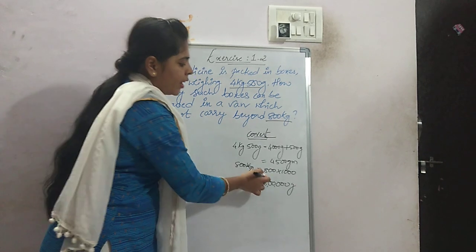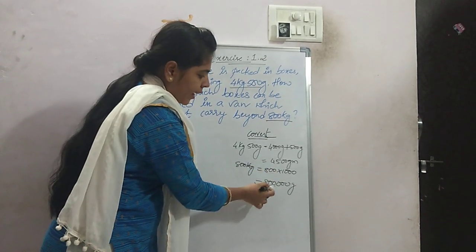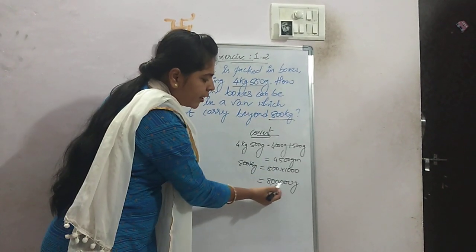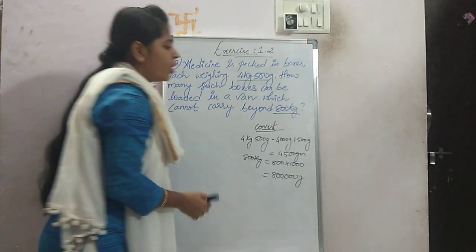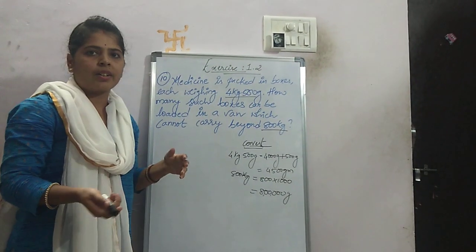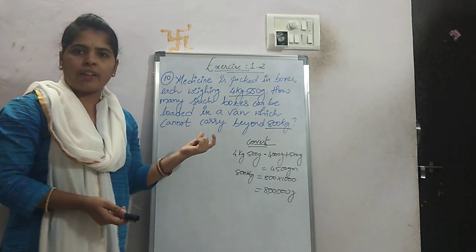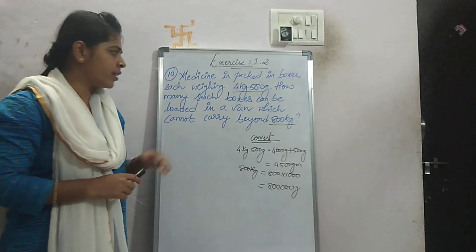800 kg is nothing but 800 into 1000, which is 8 lakh, right? You can see that. Now you have to divide. As I already said, when a large quantity is given and you are finding for the smaller one, you have to divide it. Will you see the solution?